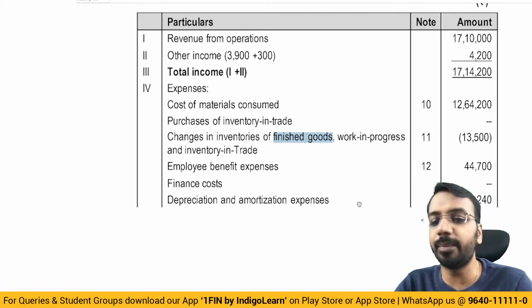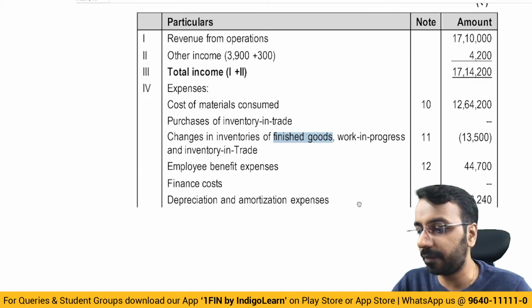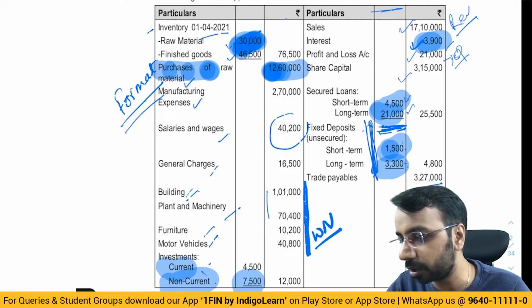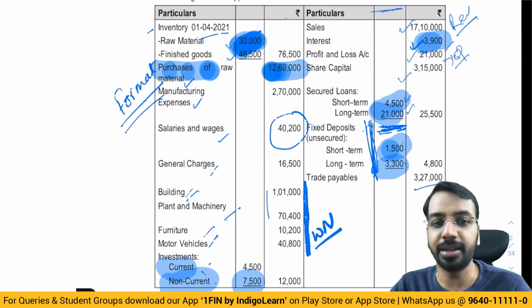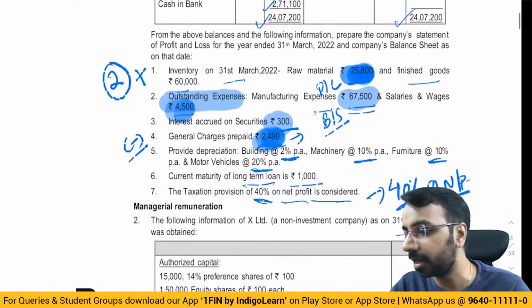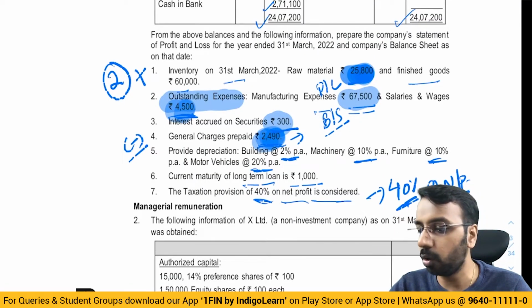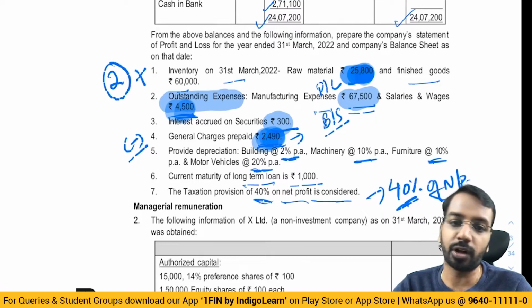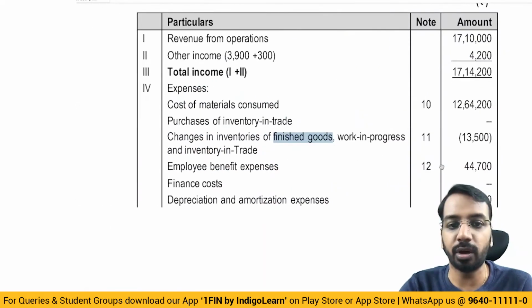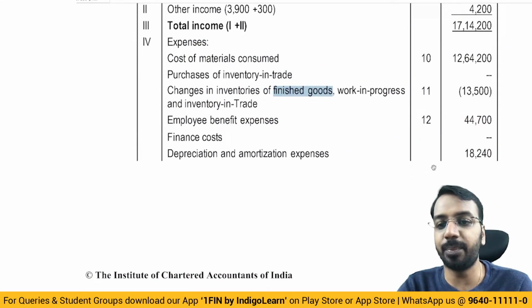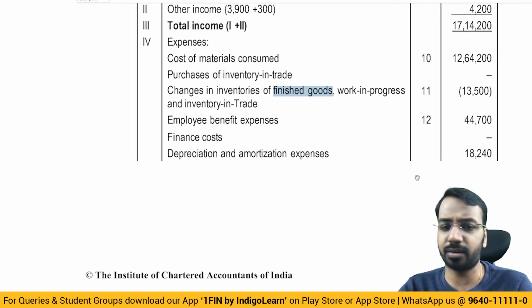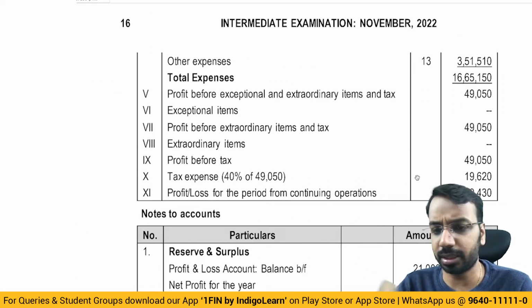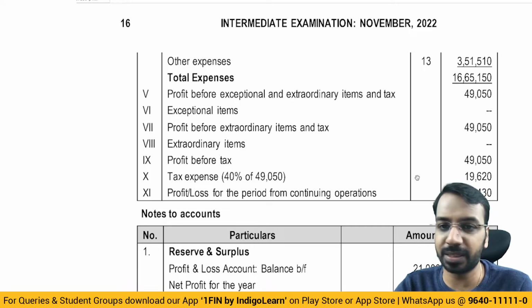Then employee benefit expenses. Now employee benefit expenses, if you come back to the question, you see 40,200 here, that is salaries and wages, and outstanding salaries and wages 4,500, right? So 40,200 plus 4,500, 44,700, that is what will be your employee benefit expense. And depreciation and amortization, you can calculate from the fixed asset schedule, nothing specific there.